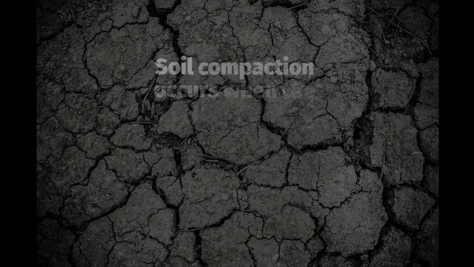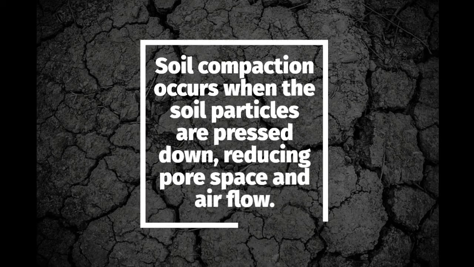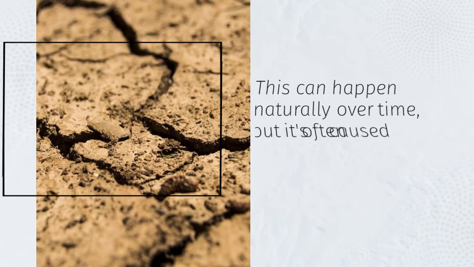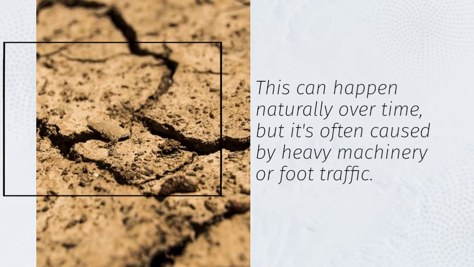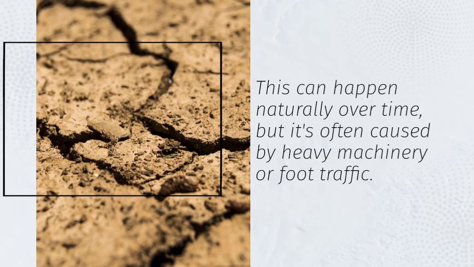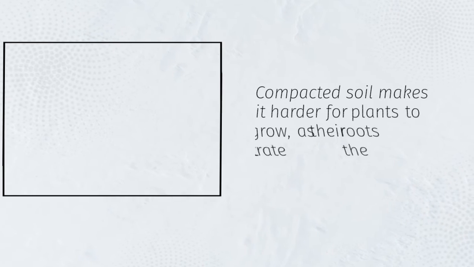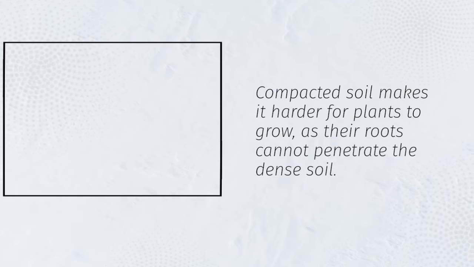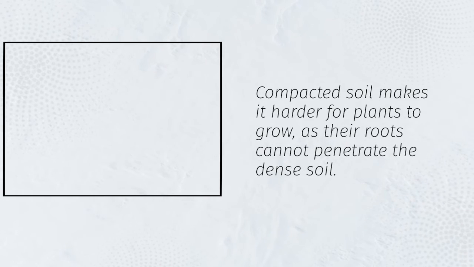Soil compaction occurs when the soil particles are pressed down, reducing pore space and airflow. This can happen naturally over time, but it's often caused by heavy machinery or foot traffic. Compacted soil makes it harder for plants to grow, as their roots cannot penetrate the dense soil.